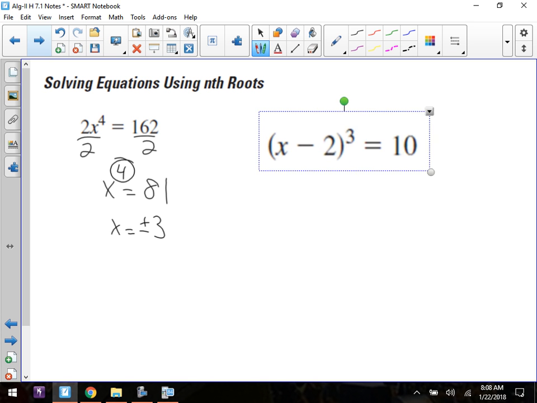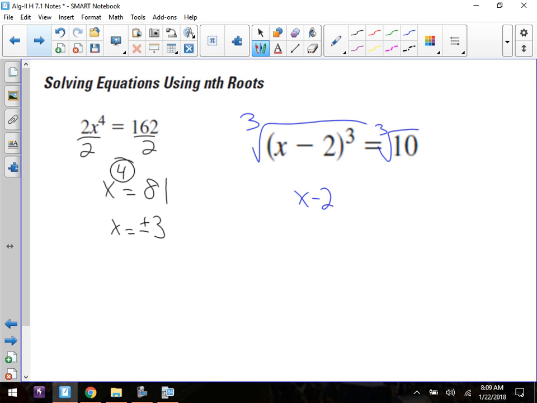All right, what about here? What do you have to do first? In this case, I can't do anything until I take the cube root of both sides. Since there's nothing else after the parentheses, I have to cube root both sides. The cube root of junk cubed is junk. I don't know what the cube root of 10 is, but I'm going to say that it's just the cube root of 10, because that's what we call an exact answer.